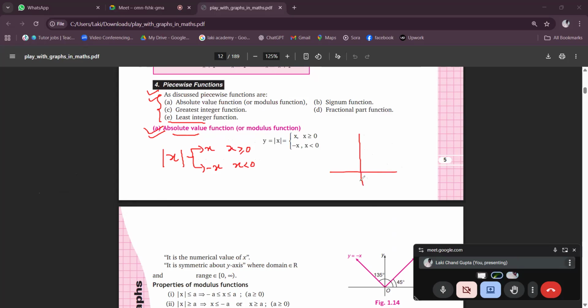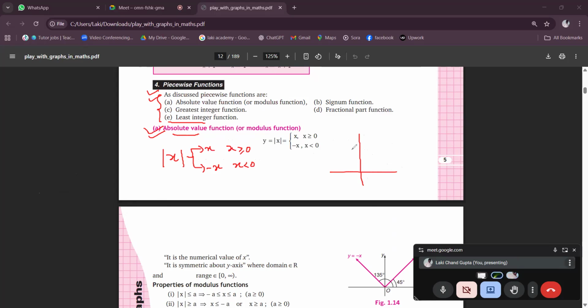Is this for algebra 2? Is this for algebra 2 or just basics of everything? It is algebraic function, you are saying. Oh, okay.